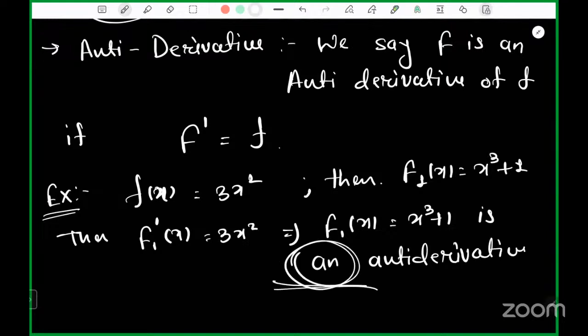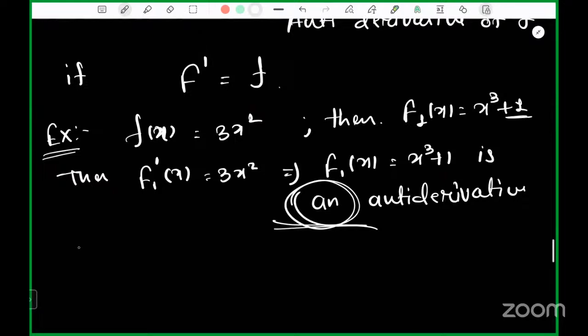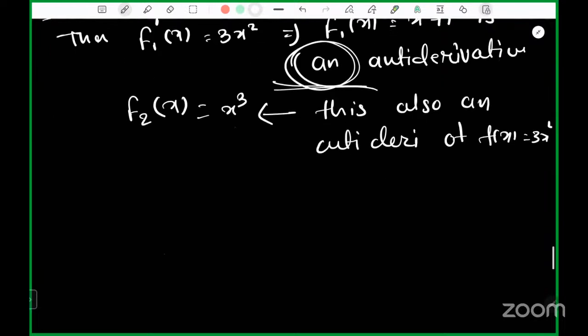So the antiderivative of any function need not be unique. The reason is simple: we can add a constant, and the derivative of a constant becomes 0. So if we differentiate it, it will just vanish. So x cube plus 1 or x cube plus 2 will result in 3x square. That's what I'm saying: if you take simply x cube, this is also an antiderivative of the same function f of x equals 3x square. So antiderivative is not unique.